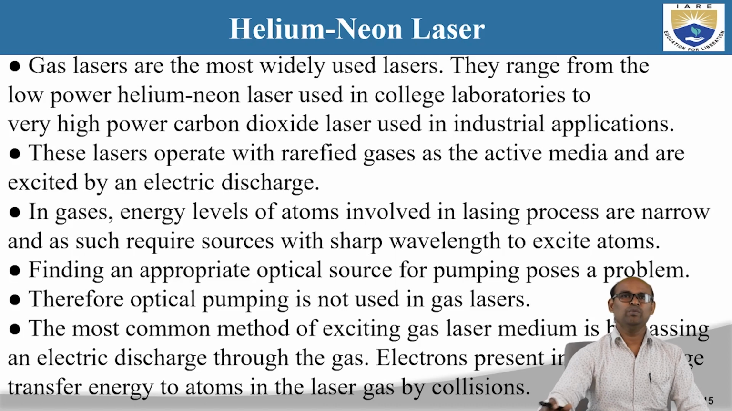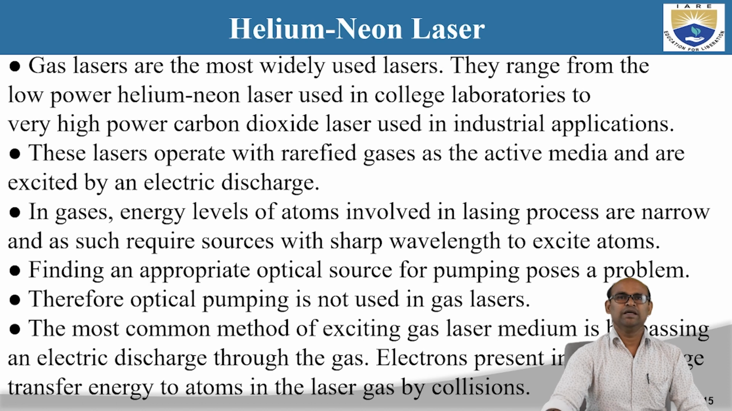In ruby lasers, we discussed that we used the xenon flash lamp as the pumping agent. But in this helium neon laser, we are going to use electrical discharge as the pumping agent, and we will discuss the reason. Why are we not able to use a xenon flash lamp, for example, as a pumping agent? Here we are saying that we are going to use electric discharge as a pumping agent.